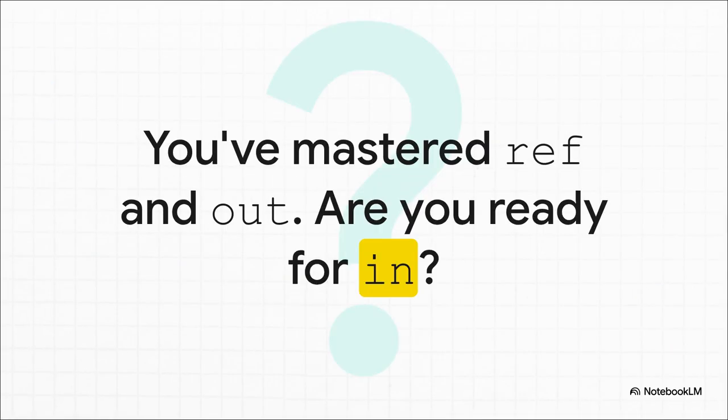So, you've got it now, right? Ref for data that goes both ways. Out for data that's only coming out. But what if you wanted to pass something by reference just for performance, but you want to guarantee it won't be modified? Well, C# has you covered there too. It's called the in modifier, and it's the third piece of this puzzle. But, that's a story for another time.